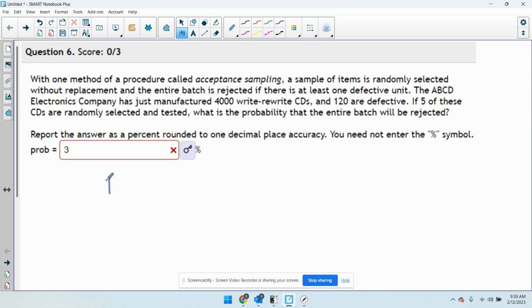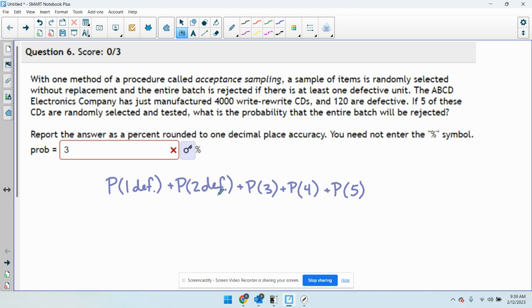So we'll say that's going to be the probability of one defect plus the probability of 2 defects plus the probability of 3 plus the probability of 4 plus the probability of 5. Because if there's one defect in the batch, we reject the whole thing. If there's 2, we reject the whole thing. If there's 3, we reject. 4, we reject. 5, we reject. So these are all the possibilities in which we would reject the batch.